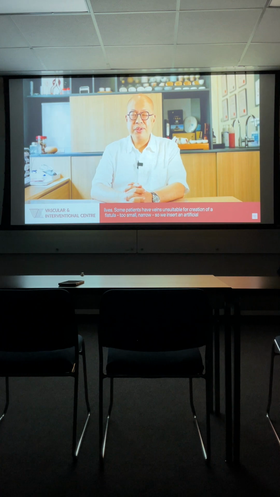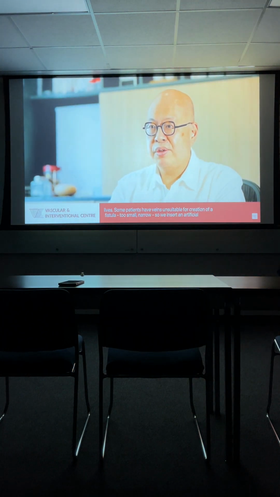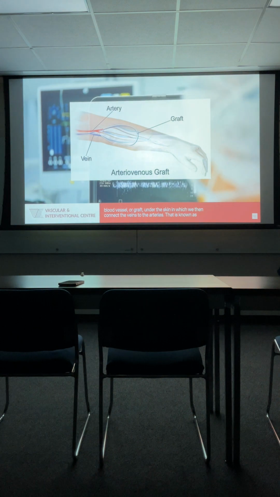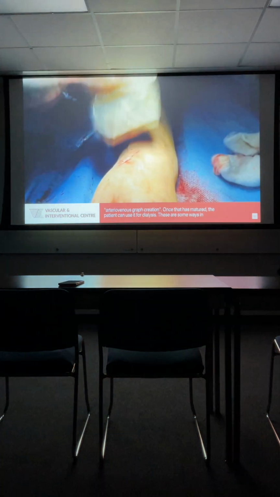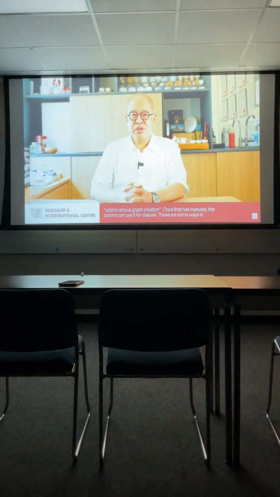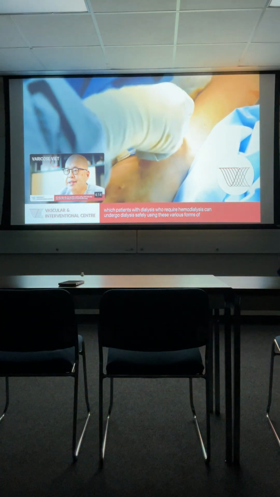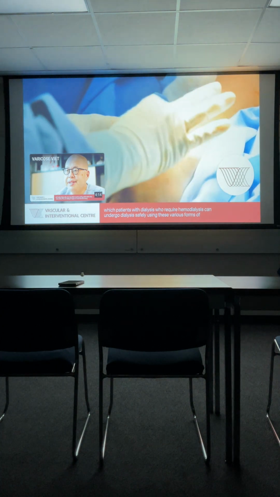In some patients, the veins are not that suitable for creation of a fistula. They're too small, they're too narrow, so what we do is we insert an artificial blood vessel or graft under the skin, in which we then connect the veins to the arteries. That is a process called arteriovenous graft creation. And again, once that has matured, the patient can then use that for dialysis. So these are some of the ways in which patients who require hemodialysis can undergo dialysis safely using these various forms of vascular access.